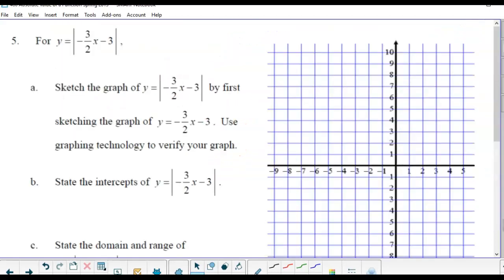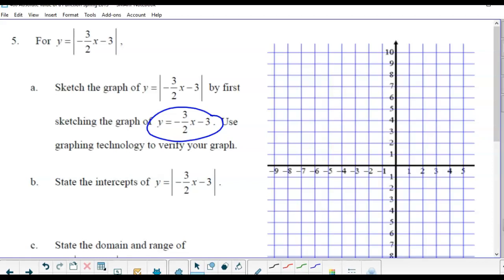Okay, question 5. Now we're given the absolute value. Inside is a linear function. Sketch the graph of the absolute value function by first sketching the inside function and then reflecting it. You can use your graphing calculator to verify if you need to. So it says by first sketching this.